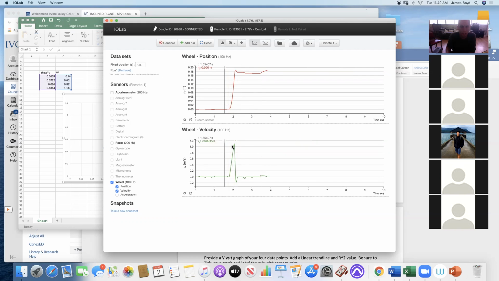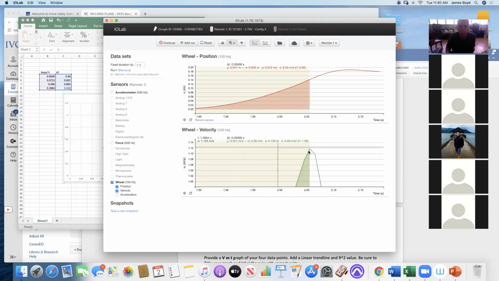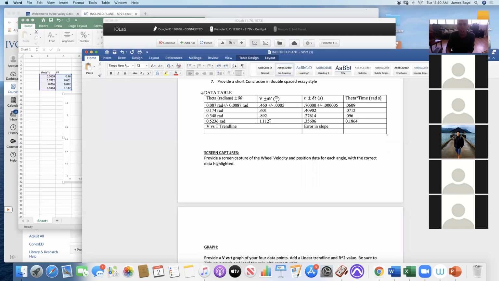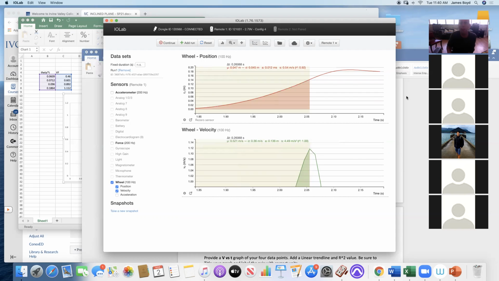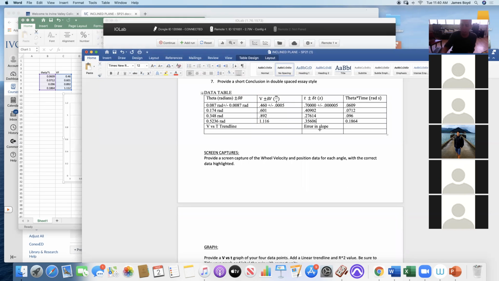You can see that it's kind of a guessing game unless you zoom in really close to get the time totally accurate, but 1.116 was what it looked like when we zoomed in. Yeah, 1.116. And the time was 0.26068, which I feel a lot better about.